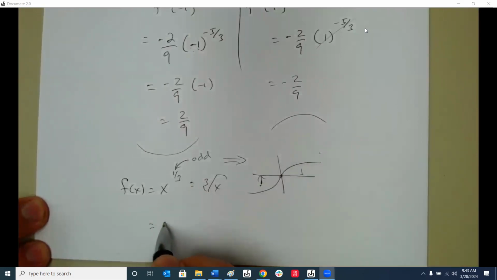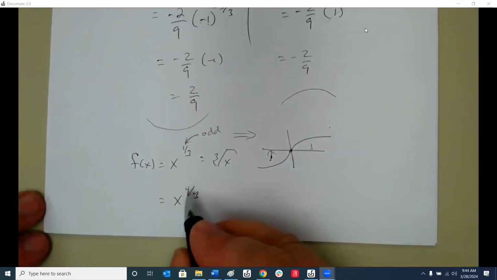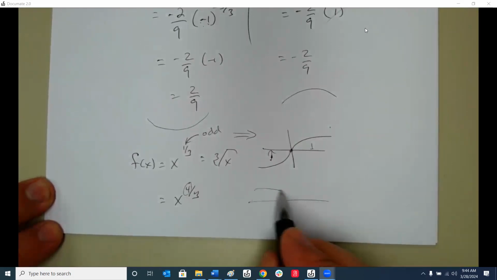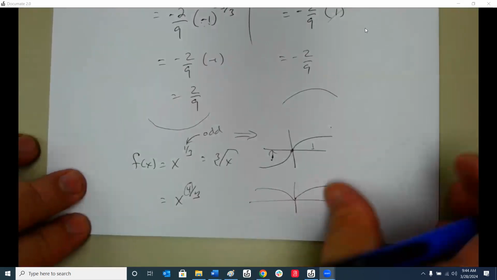But if I would have had x to the power 4/3, because now this fourth power would make everything positive, I would have that kind of graph. It would always be concave down. So again, it's very important to look at the patterns and refer back to the library of functions. Example 7.